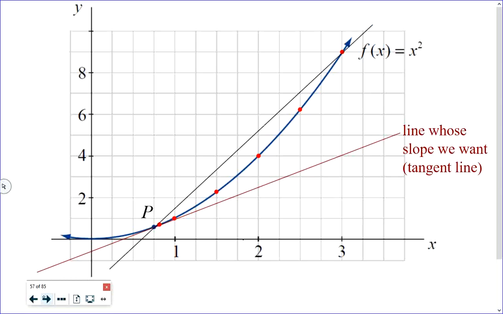This line is not a line whose slope we care about. And some of you might go, well, so why do we draw it? Hang on, some of you may have started to figure out where this is going. This line is called a secant line. And I think it's quite obvious that the slope of that secant line is not the slope of the tangent line that we care about. Yeah? They have different slopes.